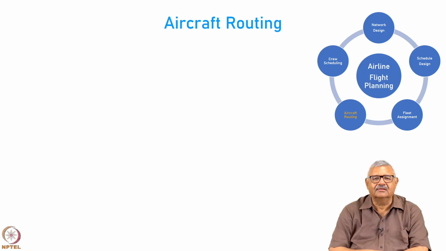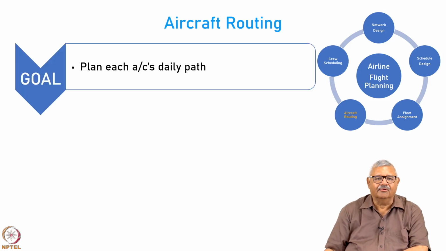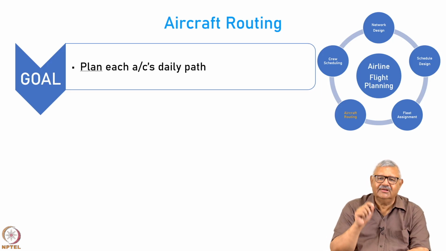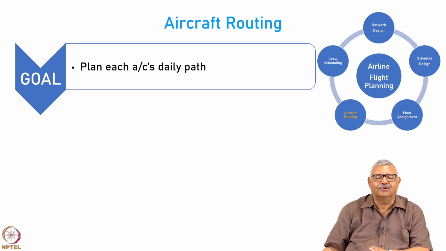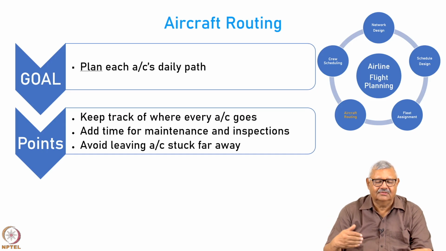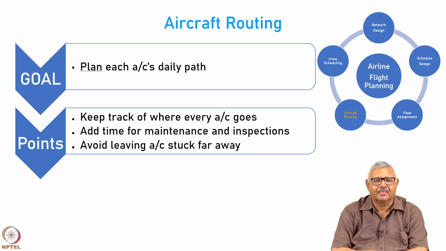The next item is aircraft routing. Routing basically means you plan the path that each aircraft will take. Earlier you have decided which routes you will fly, what frequency you will fly and which aircraft you will fly. But now you take every aircraft and decide where it will go from A to B to C, back to A or whatever. So, you need to keep track where every aircraft goes. We do not want aircraft to be standing at a remote location waiting for a long time on the ground, because aircraft on the ground means you are losing money.